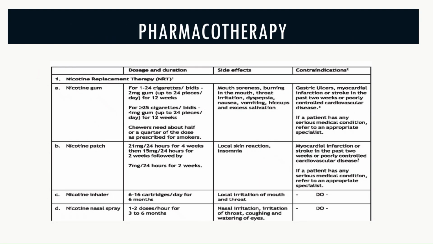Now let's discuss pharmacotherapy options used for tobacco cessation. These treatments are broadly divided into nicotine replacement therapy and non-nicotine replacement medications. Nicotine gum is commonly used in smokers with mild to moderate nicotine dependence. For patients smoking 1 to 24 cigarettes or bidis per day, 2 mg is prescribed up to 24 pieces daily for about 12 weeks. For heavier smokers, more than 25 cigarettes or bidis per day, 4 mg is preferred, again up to 24 pieces daily for 12 weeks. Chewers generally require 1/4 to half of the prescribed dose used for smokers.